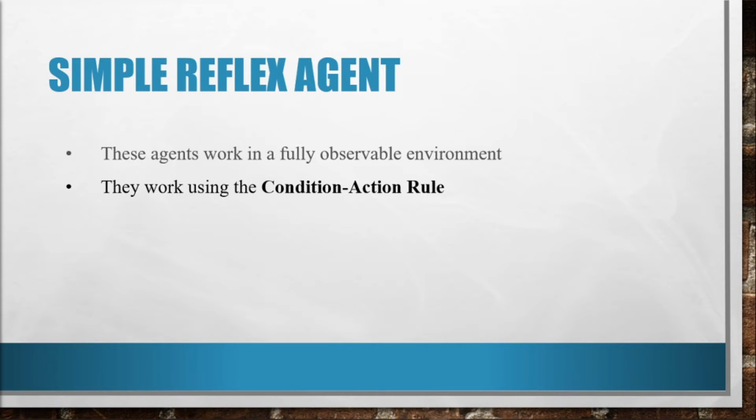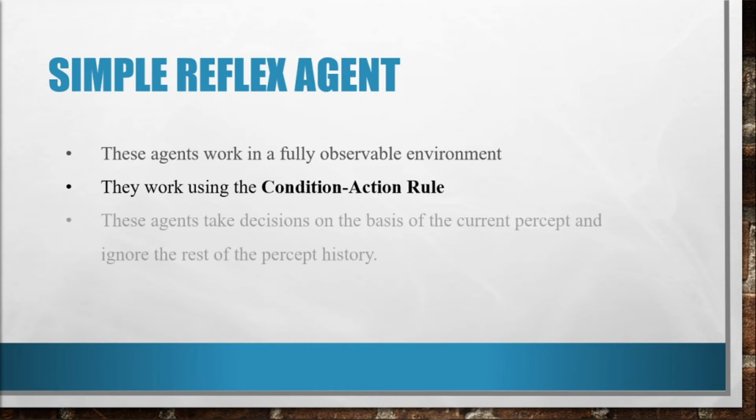Taking for example, a smoke detector. When a smoke detector is in an office, or let's say a kitchen, and it detects smoke, it starts blowing an alarm. It doesn't know whether it is fire or anything. So once the condition has been met, it starts performing the action it is supposed to perform. These agents take decisions on the basis of the current percept and ignore the rest of the percept history. So they do not keep track of previous occurrences. They just act based on the condition that happens.